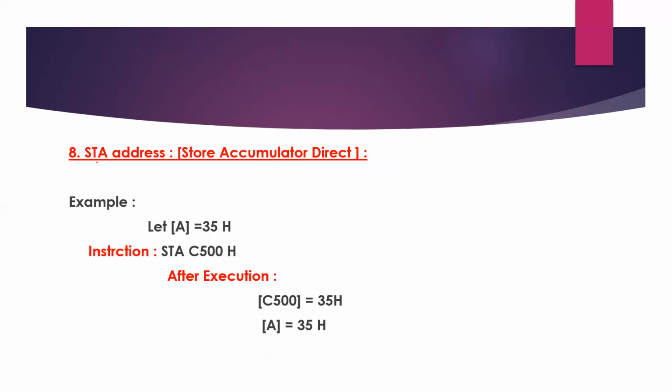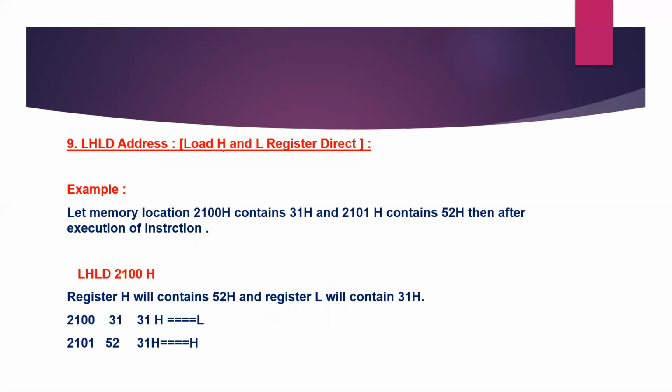Next instruction is STA address, means store accumulator direct. This instruction will store the content of the accumulator into the memory location whose address is specified in the instruction. For example, suppose the accumulator has data 35H. Our instruction is STA C500H. This is the address. The instruction is STA, store accumulator direct. So the data 35H of the accumulator is stored at C500.